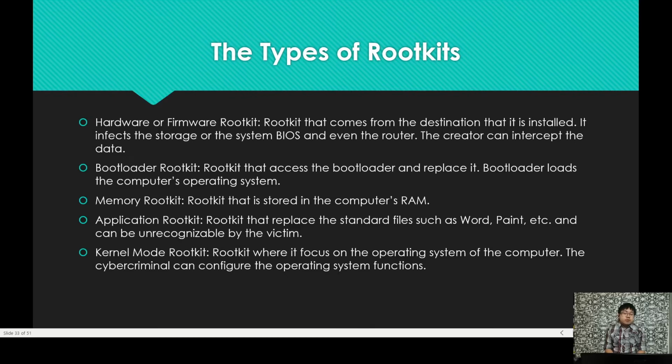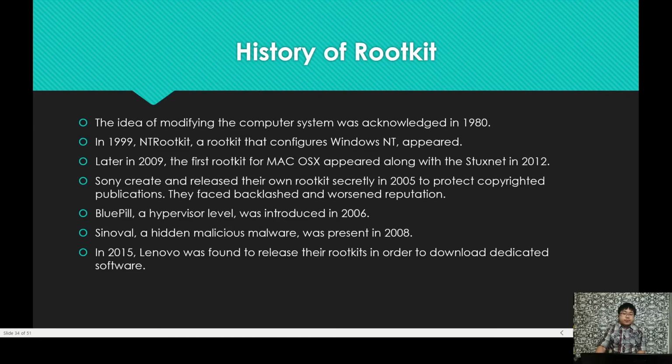Memory rootkit, a rootkit that is stored in the computer's RAM. Application rootkit, a rootkit that replaces standard files such as Word, Paint, etc. and can be recognized by the victim. Kernel mode rootkit, a rootkit that focuses on the operating system of the computer. The cybercriminal can configure the operating system functions.